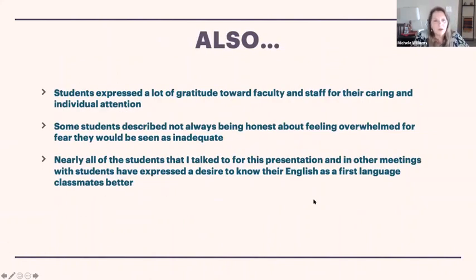Students also expressed a lot of gratitude toward faculty and staff for that kind of individual attention. Maybe not always being completely aware of what the problem is, but just being willing to hear the student is very meaningful. Some students described not always being honest about feeling overwhelmed for fear they would be seen as inadequate.